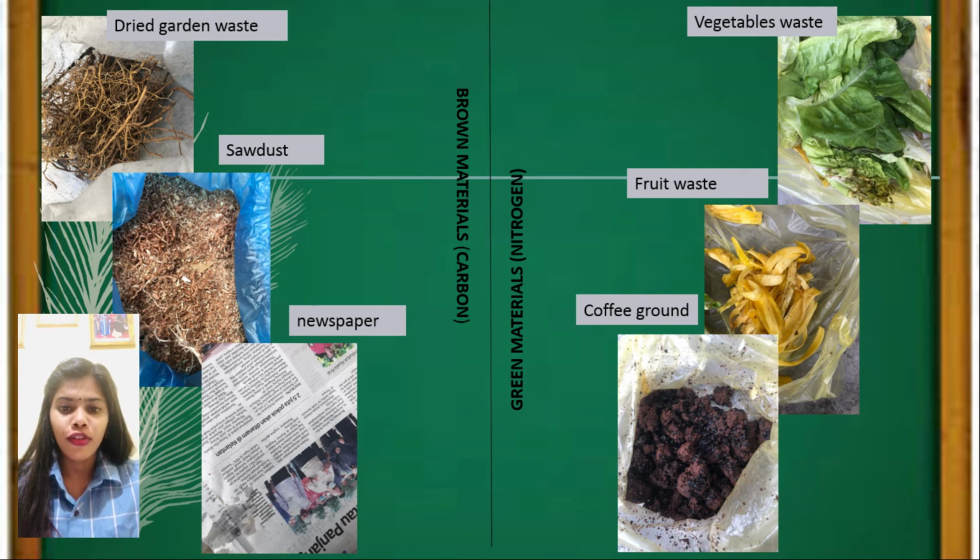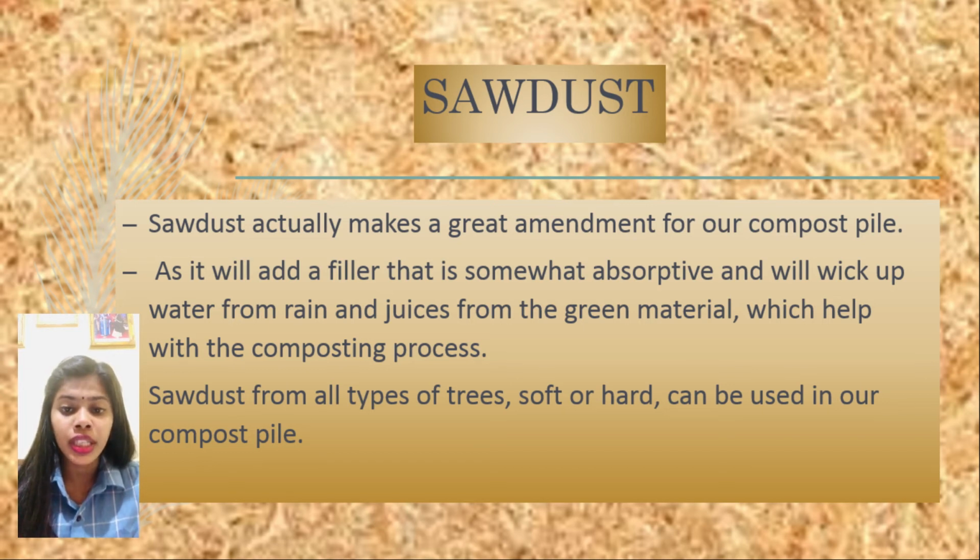Next is about the function and the classifications of the composition of compost. The brown material used in this compost is sawdust, dry garden waste, and newspaper, and the green material used in this compost is vegetable waste, fruit waste, and also coffee grounds. All the functions of the materials were stated in the video.